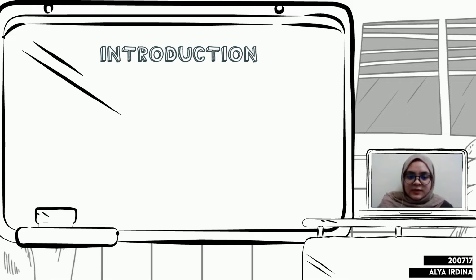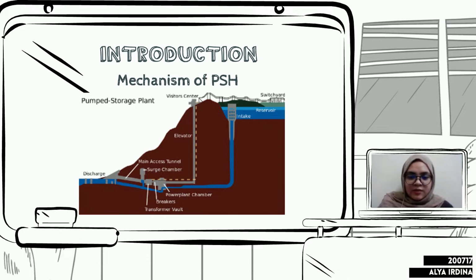So I'm going to explain briefly the mechanism of PSH. PSH will store water during periods of low demand and will use it back during the peak times. During the peak times, the water stored in the upper reservoir will be released back to produce electric power through the turbines.